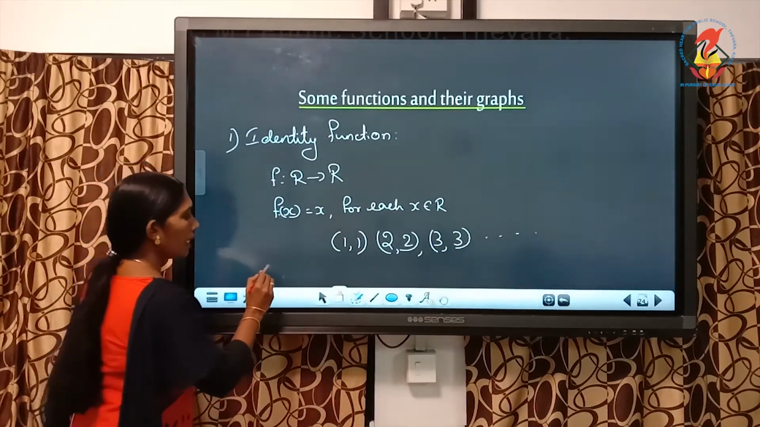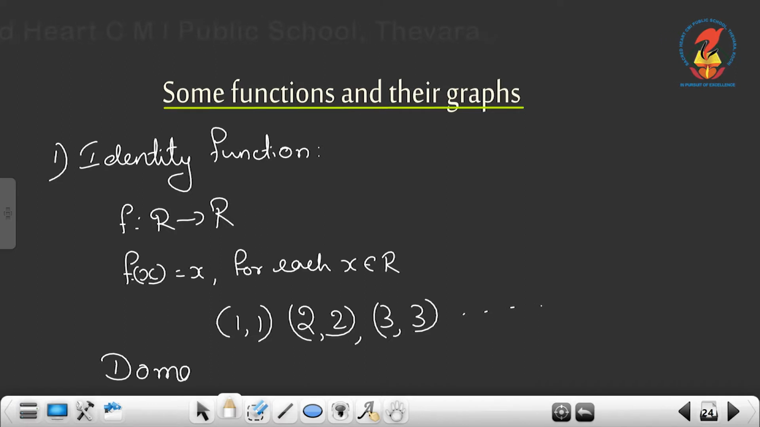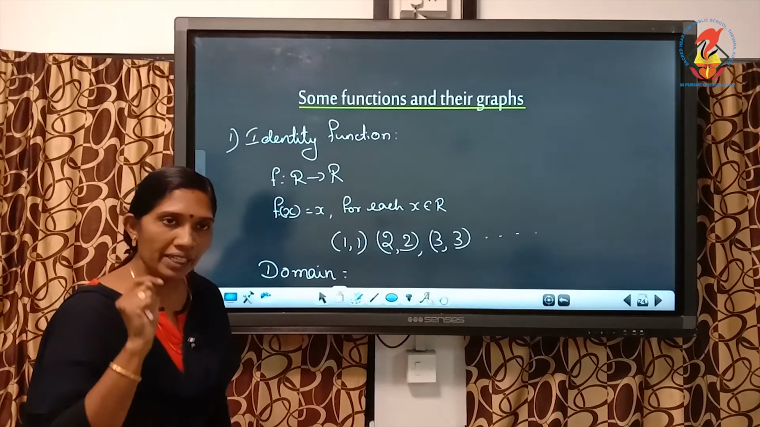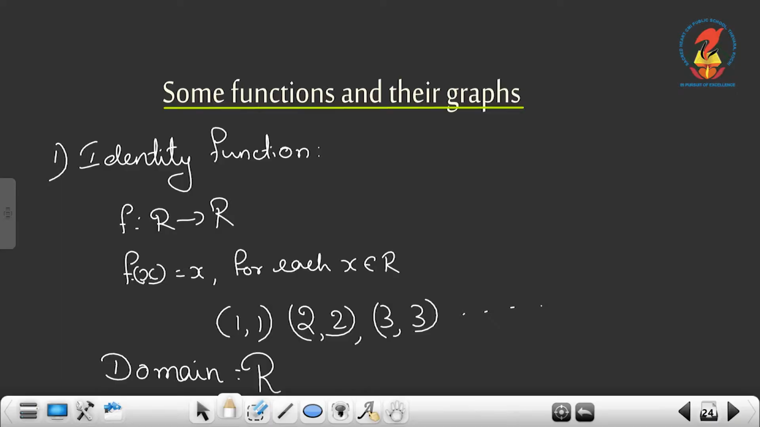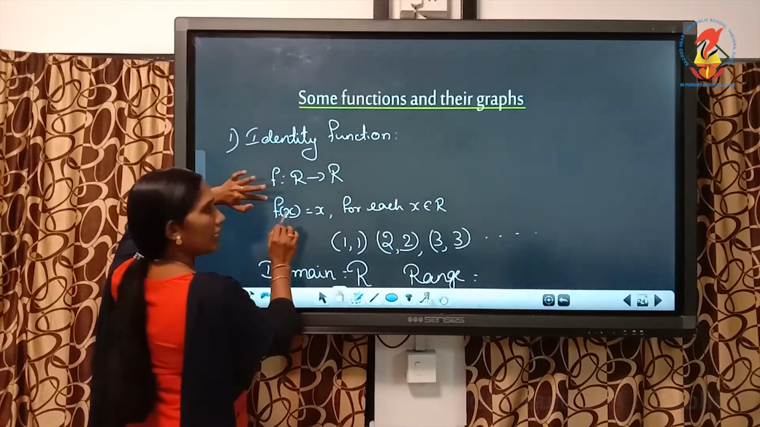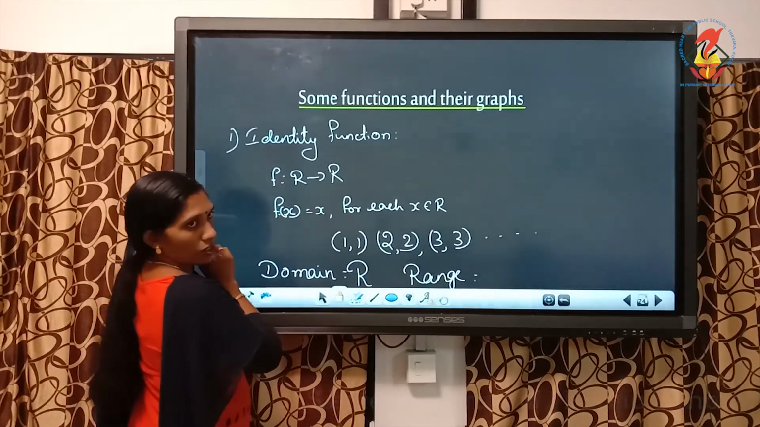So what is the domain and range of this function? Domain means set of x values. Which all values can we give to this x? I can give any real number. So domain is equal to R. Then what is the range of this function? Range means set of second elements. What about the second elements? That is also any number. Whatever value I am giving here, that is the answer also.